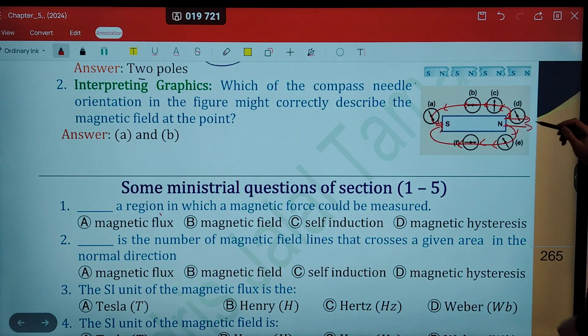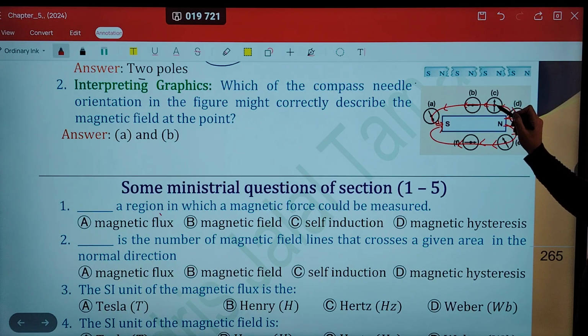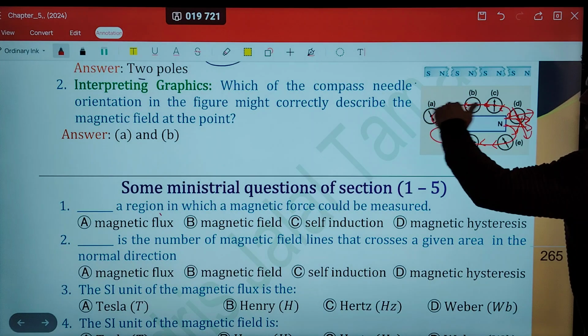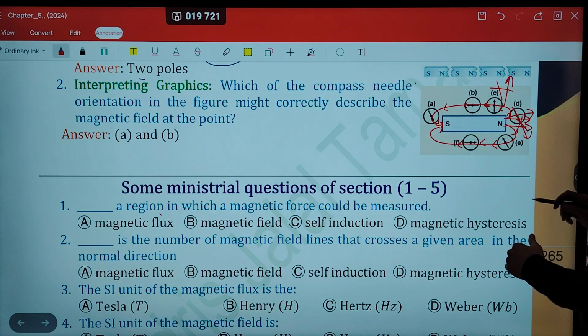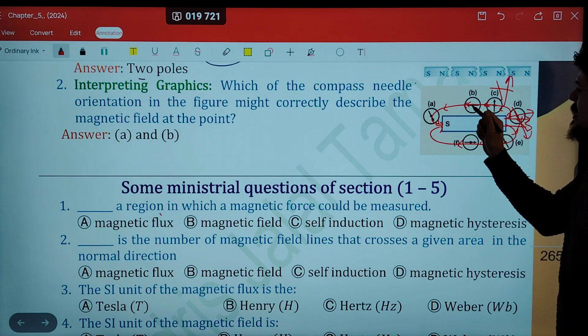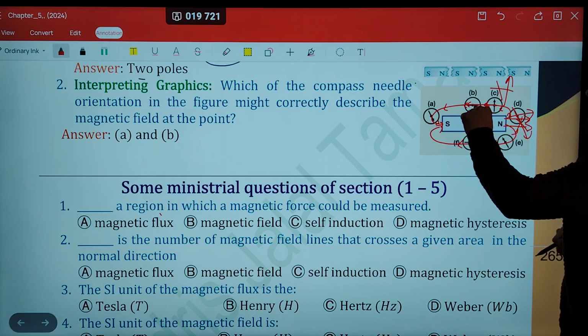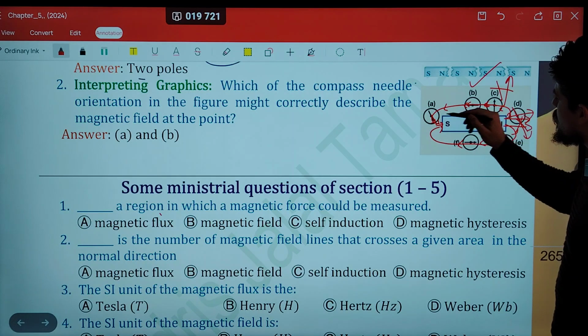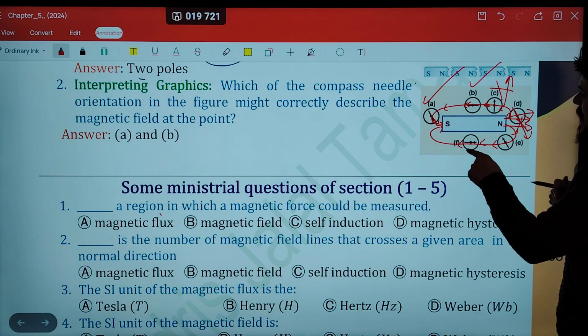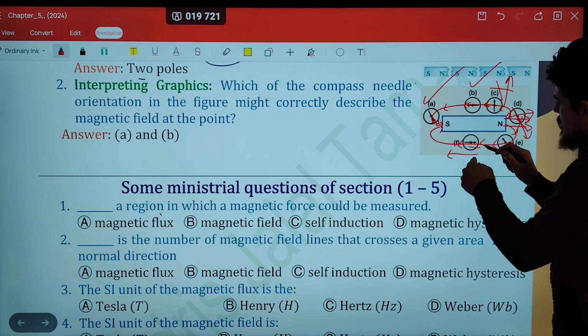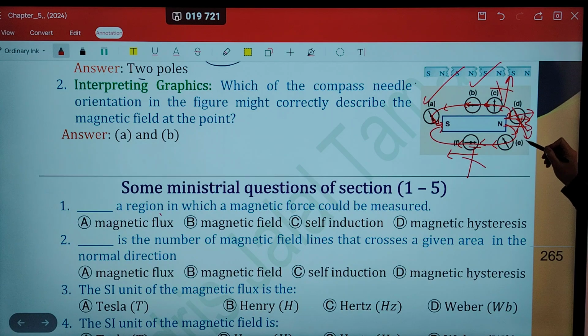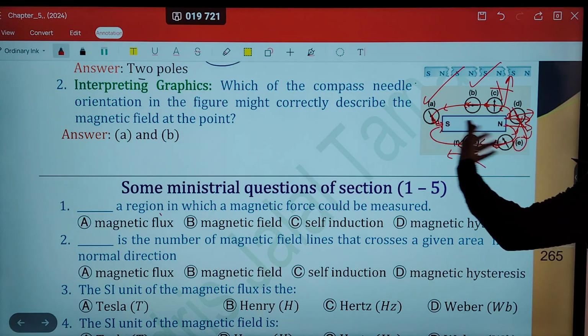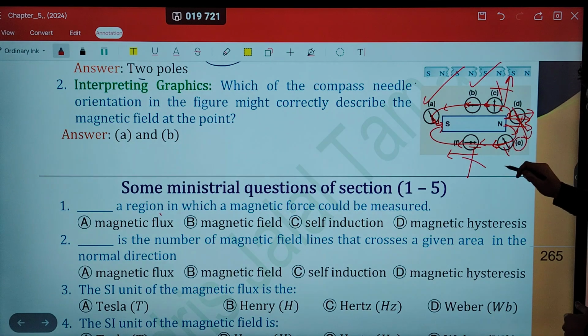Look, can we say compass D is correct? No. This needle should be directed in this direction, not in this direction. D is incorrect. Compass C at this point, the direction of the field should be in this direction, not upward. This is not correct. Compass B, its needle direction is the same as the direction of the field that I drew. Can we say B is correct? Yes. Compass A has the same direction that I drew, from the north to the south. A also is correct. Compass F should point to the left, but here it is directed to the right. F is also incorrect. Compass E should also be directed to the south, but here the needle is directed to the north. This is also incorrect.